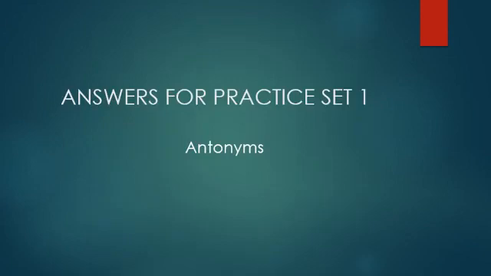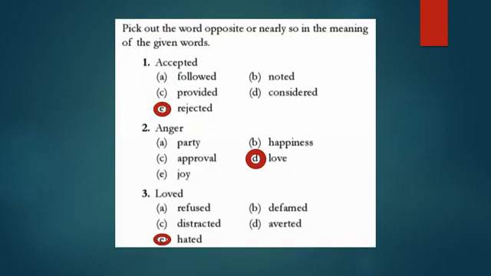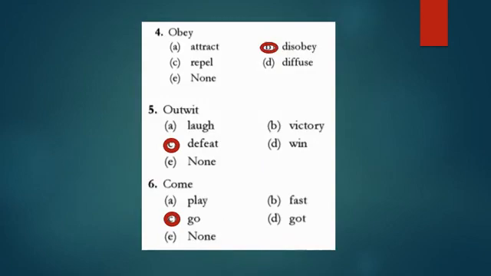Let's see the answers for these questions which you attempted. The first practice set is quite easy. I'm quite sure that you must have answered all the questions. So let's see the answers now. First one, accepted. Answer is rejected. Anger. Answer is D, love. Third one, loved. Answer is hated. All these are quite simple. Obey. B, disobey. Outwit. C, defeat. Come. C, go.